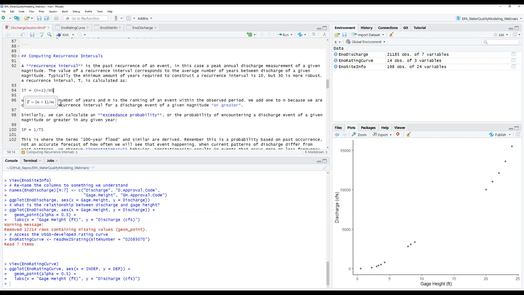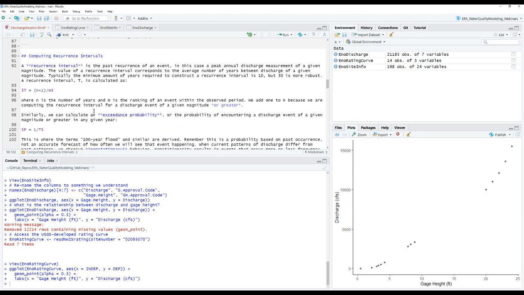So if we take our number of years plus 1, and then we rank each of the peak discharges across the years that were measured. So we'll rank those in order, and then we add 1 because the recurrence interval will be the recurrence of a given event or greater. So that's where our +1 comes from.